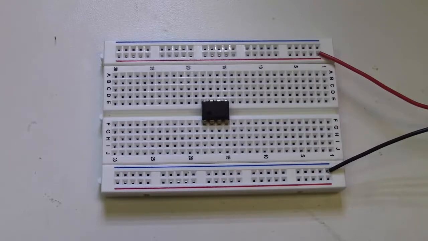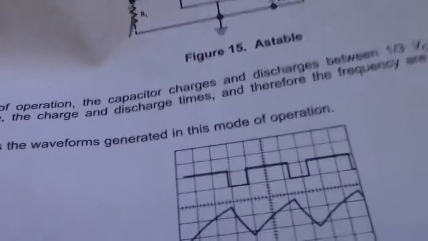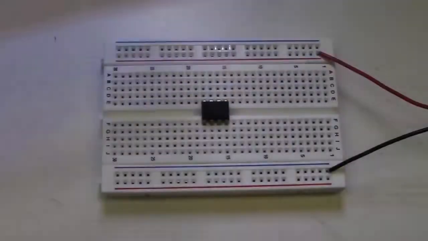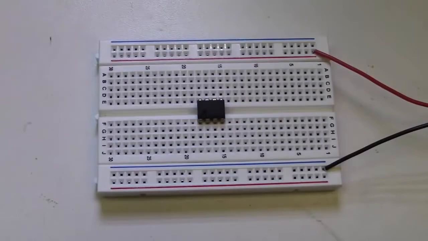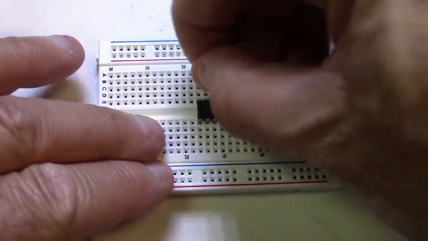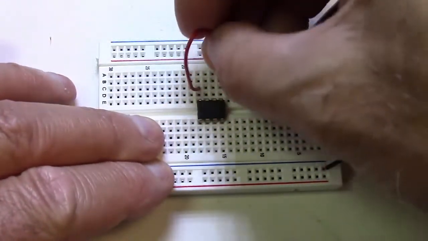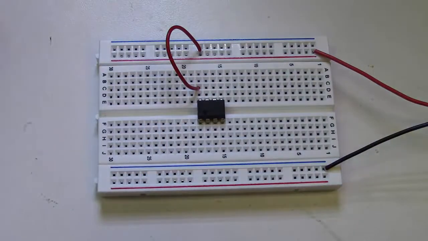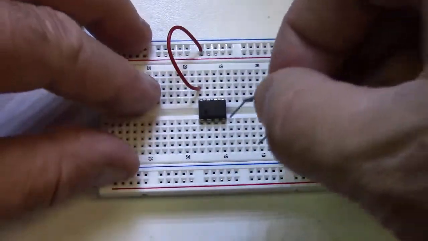So the next thing we're going to do is, we know according to our schematic that pin 8 goes to V plus. So we're going to hook that up. We're going to take pin 8 and hook it to V plus. And once we've done that, we can cross that off our list. But what we'll do next is hook pin 1 to ground.